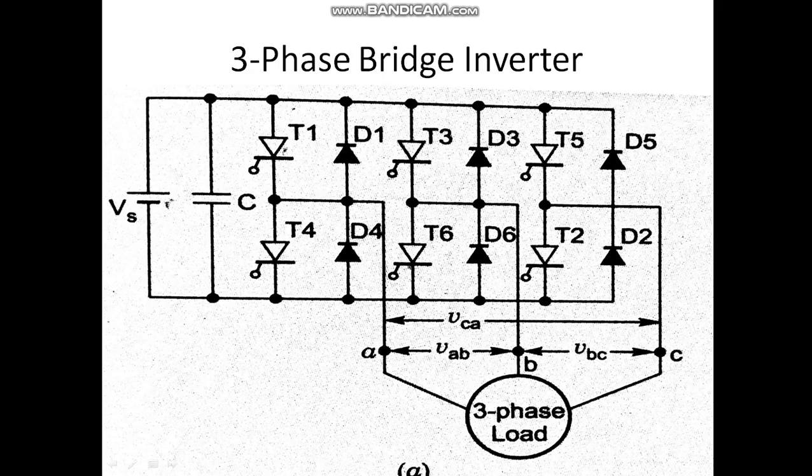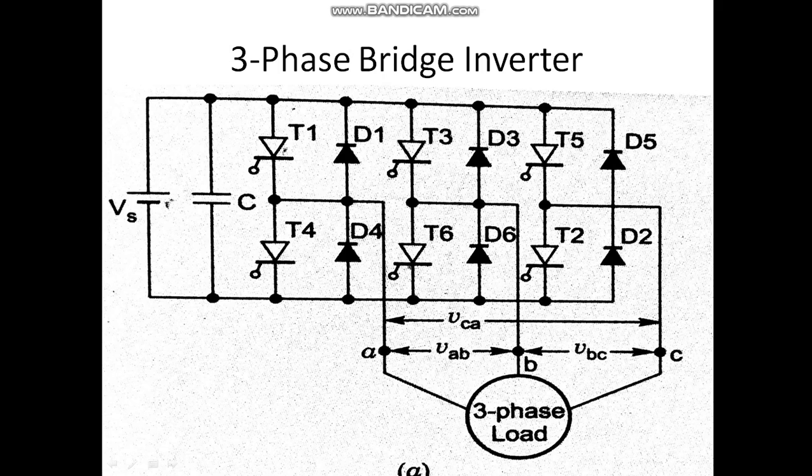Now you can see there are a total of six devices, T1, 2, 3, 4, 5, 6. Forget about the diodes. Numbering is such that all odd devices are in the upper half, T1, T3, T5, and all even devices are in the lower half, T4, T6, and T2. When T1 is conducting, the positive of voltage Vs is connected to the R phase, here shown as A. When T4 is conducting, the R phase is connected to negative Vs.